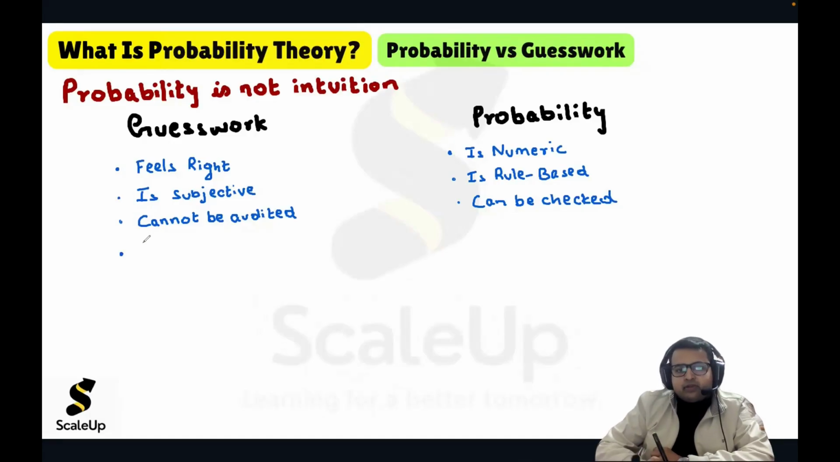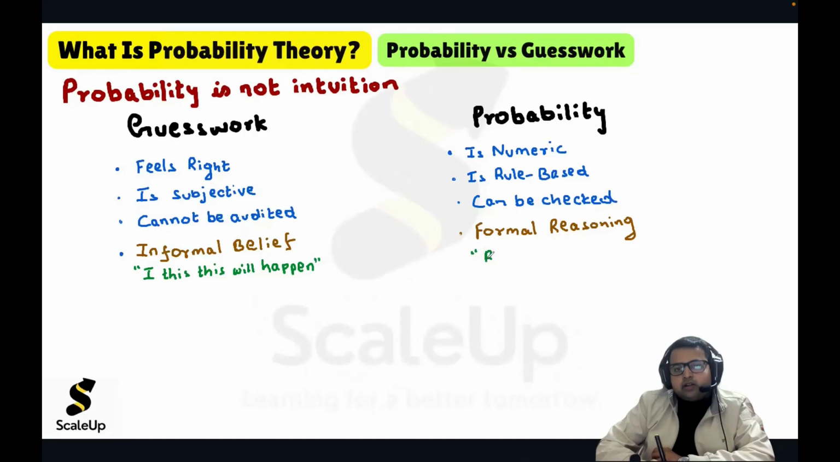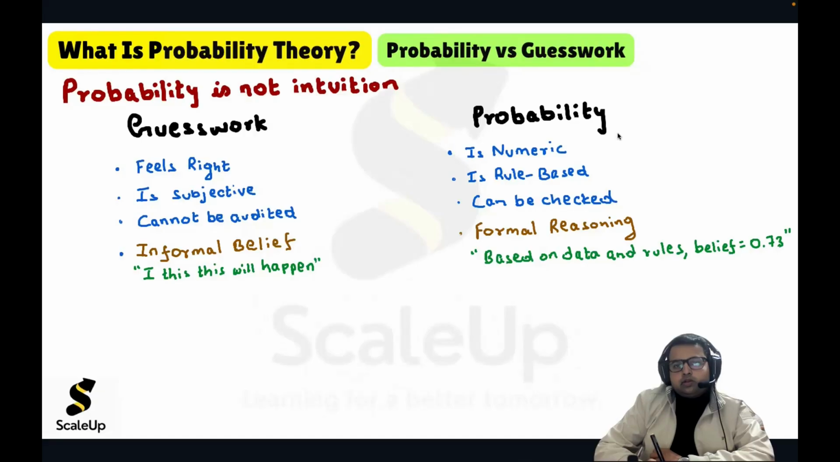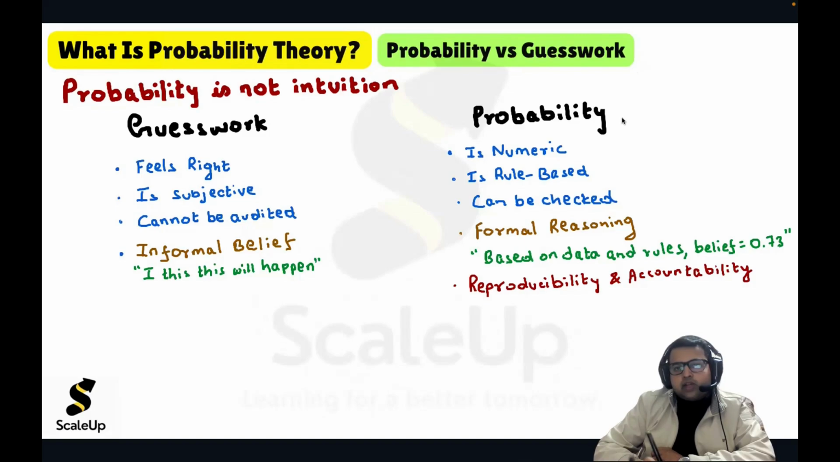Guesswork is informal belief. For example, I think this will happen. But if we talk about probability, it is formal reasoning. So here we say that based on data and rules, belief is 0.73. So we are quantifying the belief. Probability theory also ensures reproducibility and accountability. So the idea is that two people using the same data will give the same reasoning.